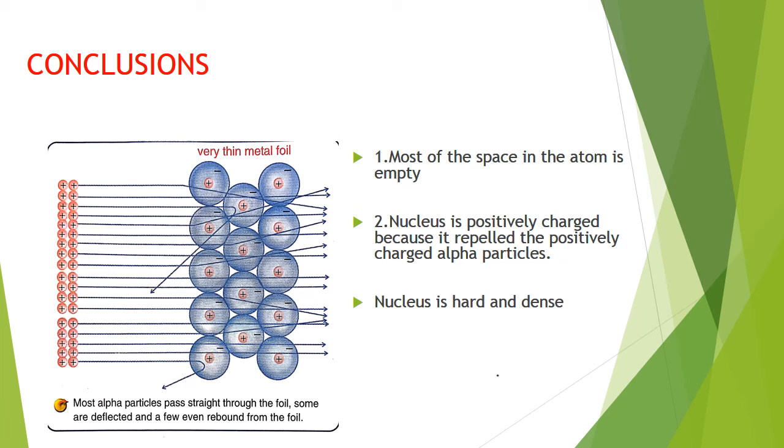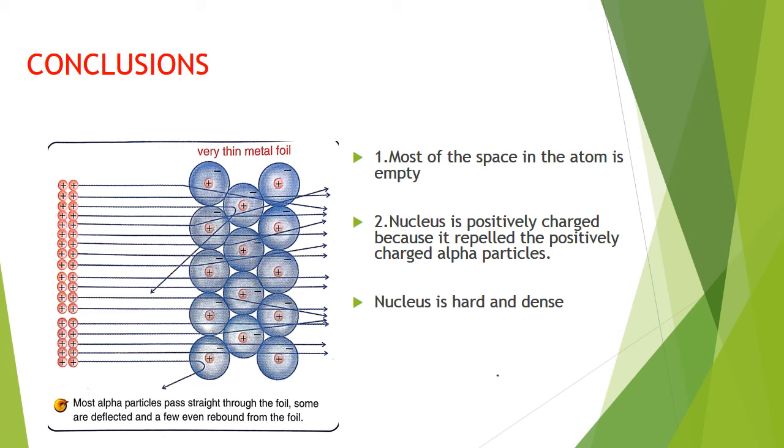Number two, nucleus is positively charged because it repels the positively charged alpha particles. You can see that the alpha particles are positively charged. When it is released from polonium, it travels in a straight path, and when it is coming close to the proximity of the gold nucleus, you can see that it is changing its path. Why do you think that the alpha particle is changing its path?